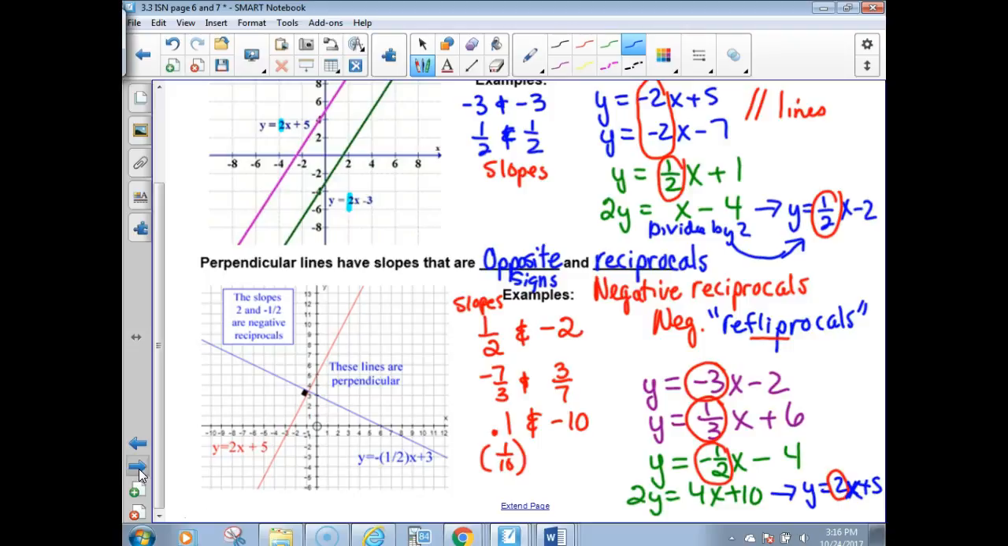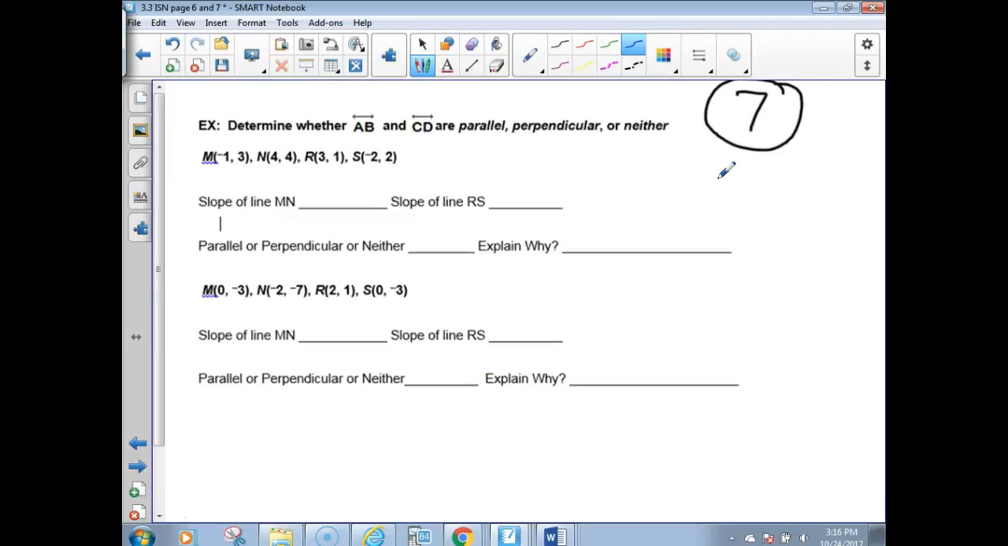Does anybody still need this page? Okay then, on page 7. You need to turn the page.